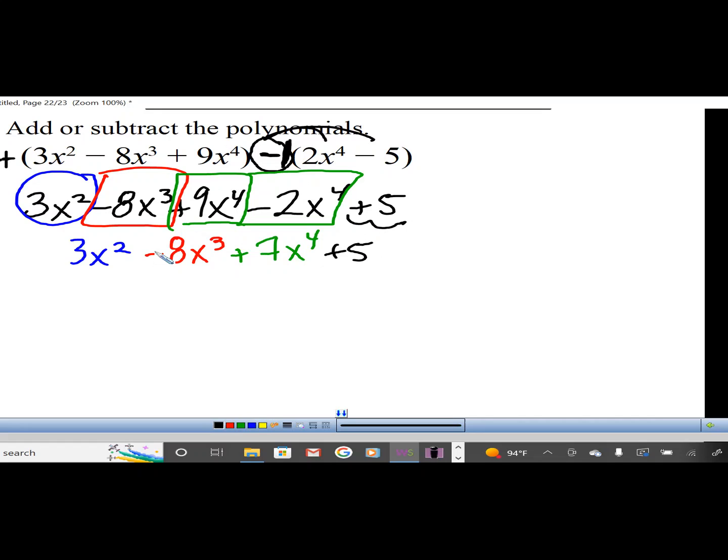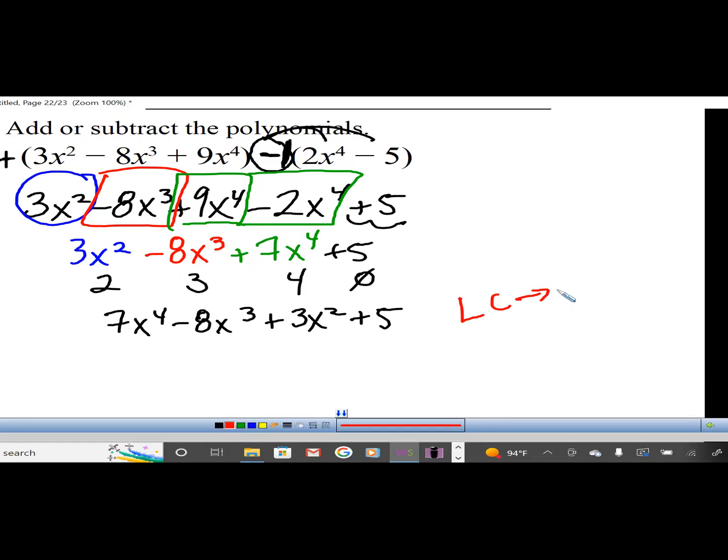All right, let's go with the degrees. What's the degree of the first term? 2. Second, then, and then. So our standard form is 7x to the fourth minus 8x to the third plus 3x to the second, and at the end, plus 5. Our leading coefficient, tell your neighbor, leading coefficient is 7. Yes, that is correct. And the first name of that polynomial is also a quartic.